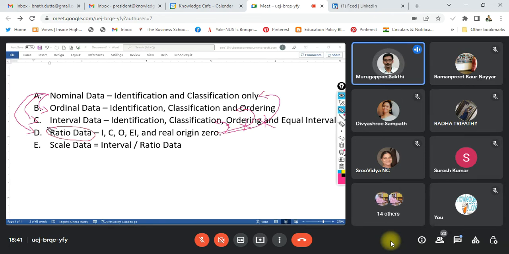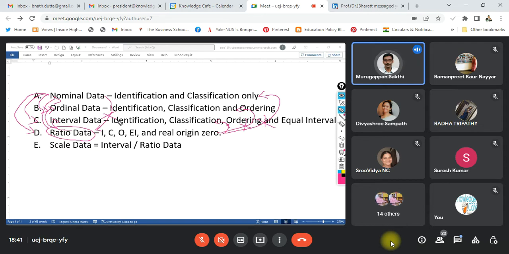This ratio data can be converted into nominal, into ordinal, and into an interval. But you can never convert the nominal data into ratio data. So based on this, what is your preference of the data?